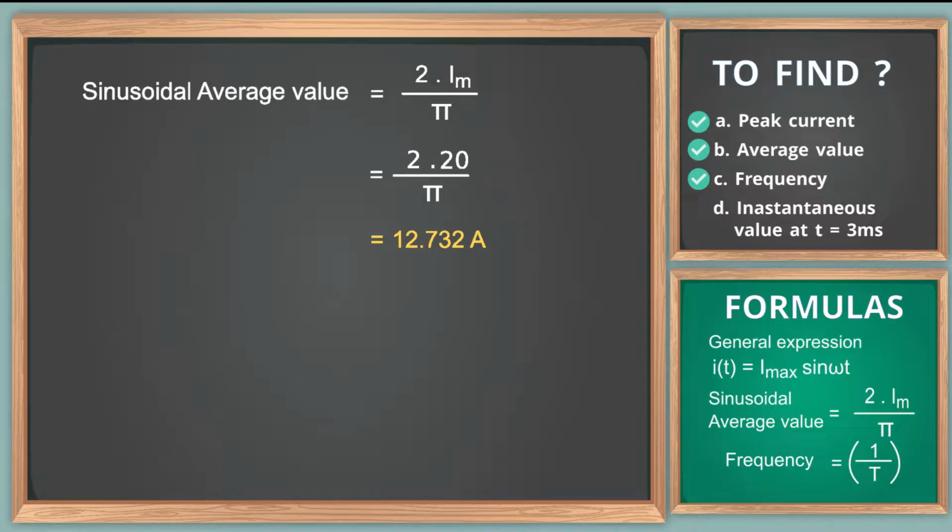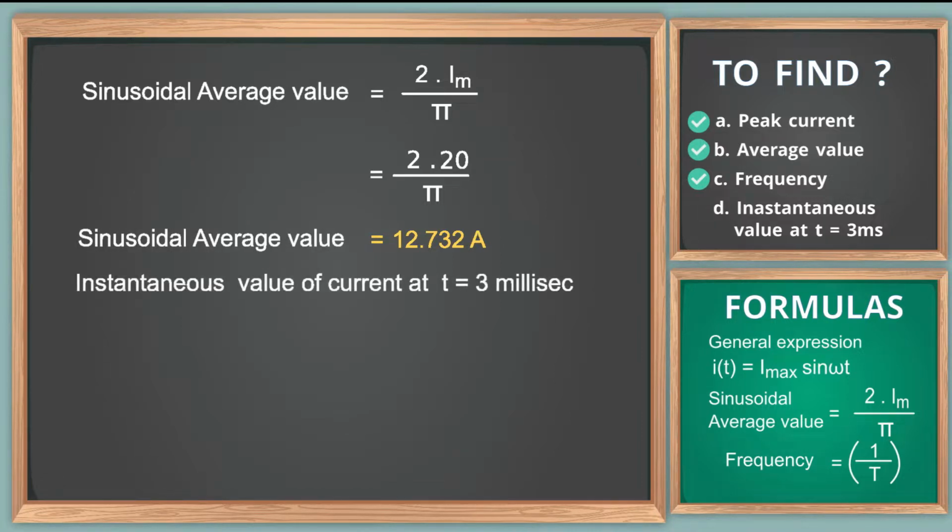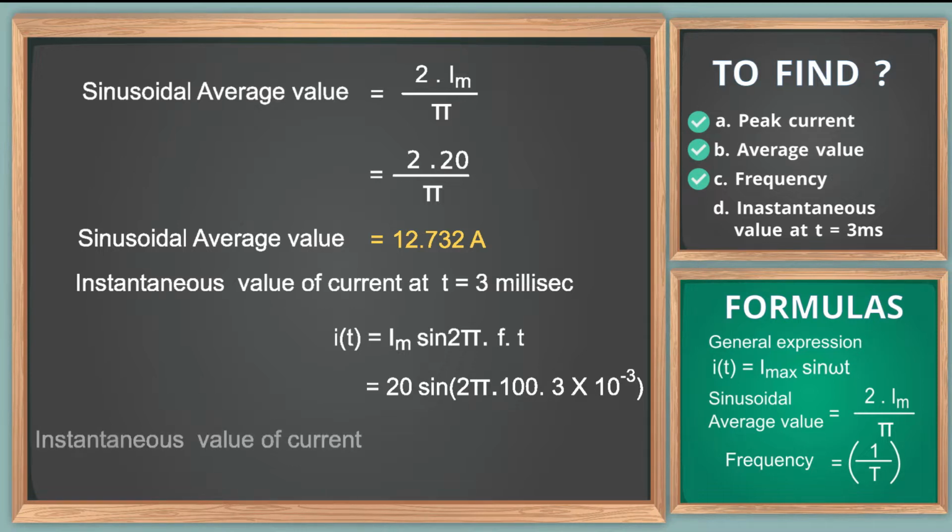Now to calculate the instantaneous value of the current at a given time t = 3 milliseconds, we need to substitute t = 3 × 10^-3 seconds in the expression for the current, i(t) = 20 sin(2π × 100 t). So if I substitute the value of the time given, we will be getting the instantaneous value of the current equal to 0.03289 amperes.